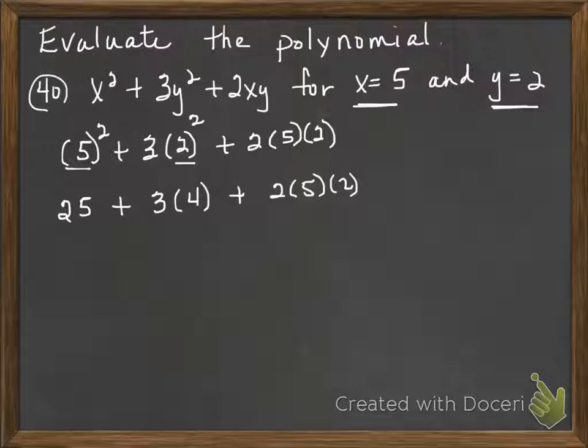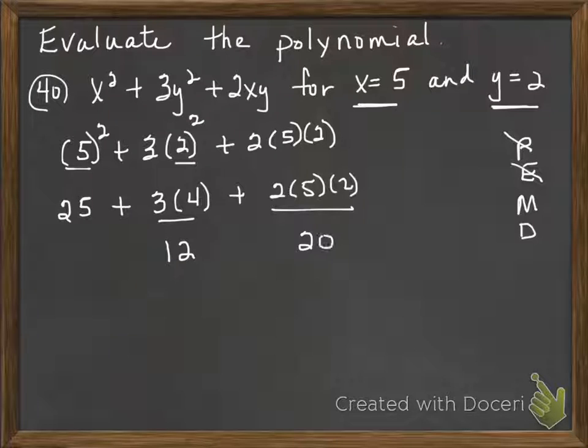So again, I'm following my order of operations. Please excuse. Nothing to do in parentheses. I did my exponents. Then I'm going to multiply and divide from left to right. So I do have some multiplication going on. I have 3 times 4, which is going to give me a 12. I have 2 times 5, which is 10, and 10 times 2, which is 20. And then I can bring down my 25 plus 12 plus 20. So I multiplied. I don't have any division.